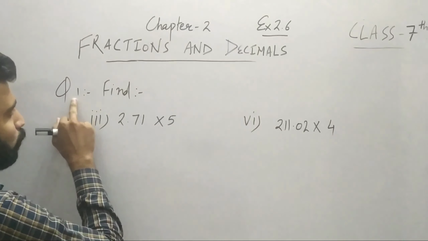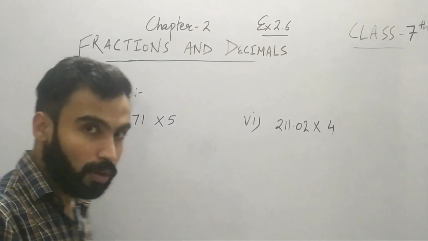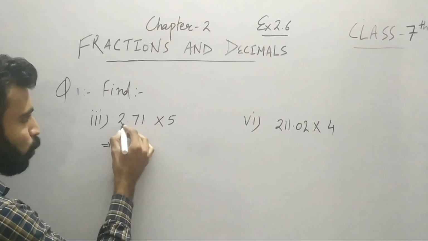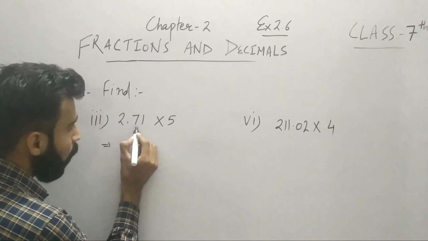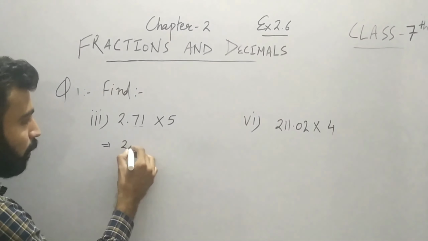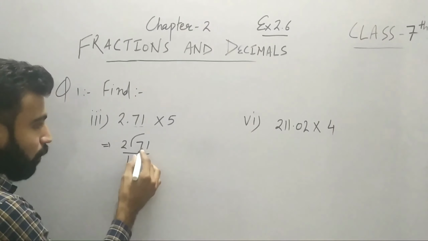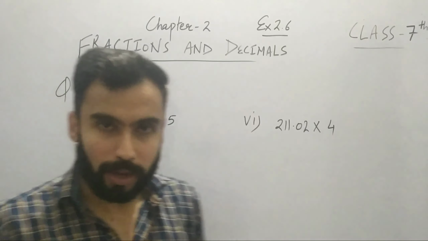Now I'm taking the first question of exercise 2.6, that is 2.71 into 5. So first step is, whenever we are going to multiply the decimal values, here you can see 2.71 is a decimal value. So observe that after decimal, how many digits are there? You will see that in 2.71, after decimal there are 2 digits. So what we will do is simply remove this decimal and simply place equal amount of zeros with 1. So you can see here there are 2 digits after decimal. That means we are going to place 2 zeros with 1 in the denominator.